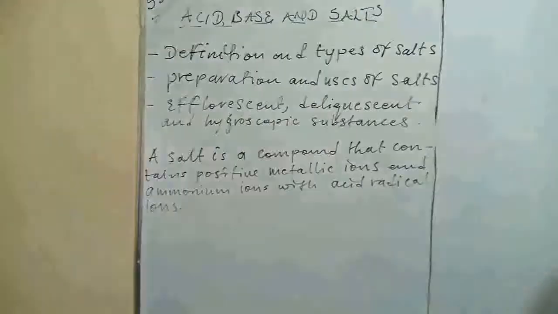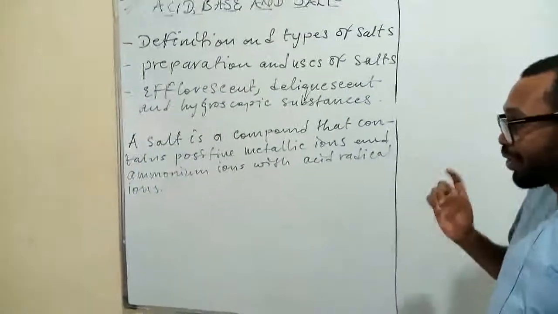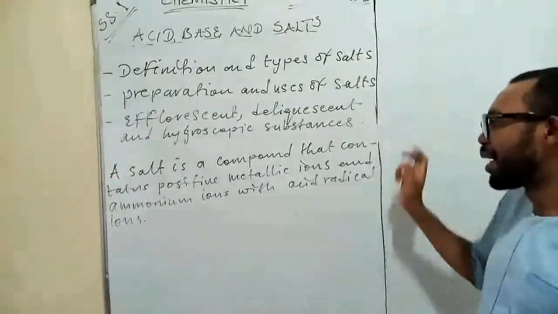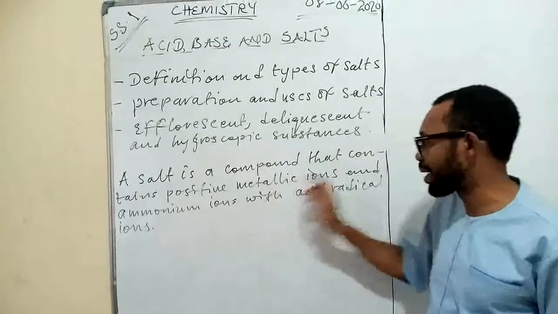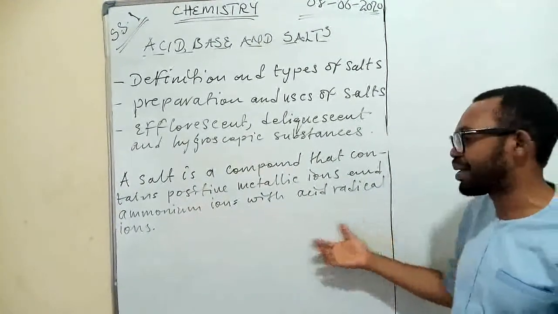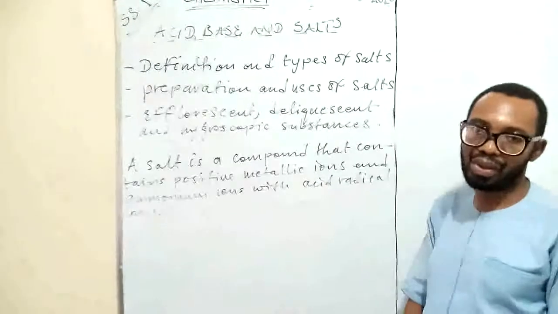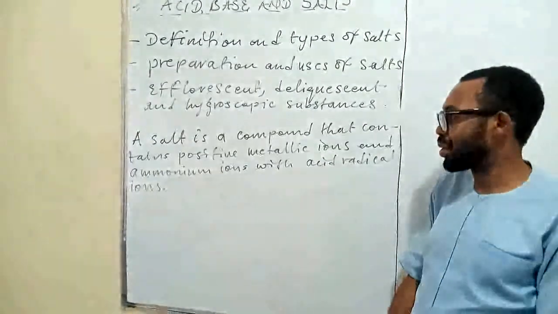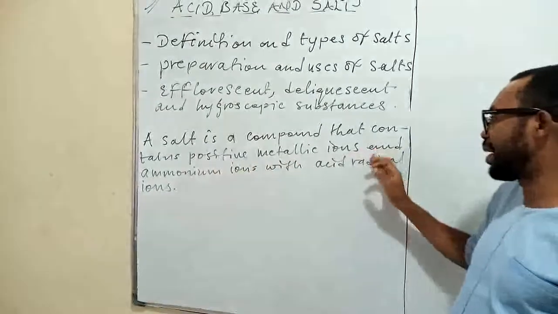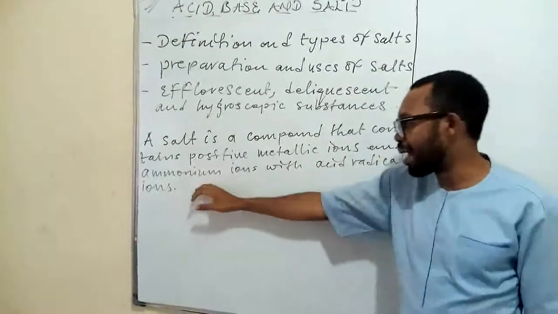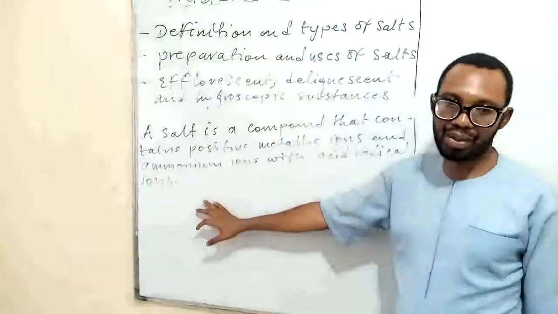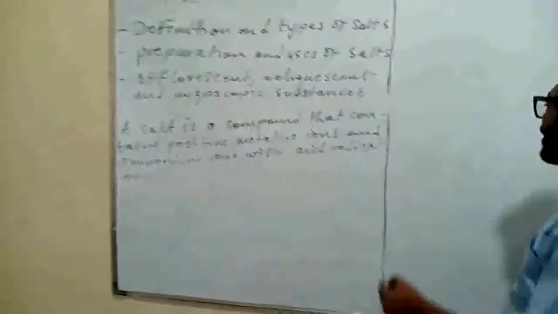Your definition has to be concise. The first thing is a compound. A salt is a compound. It contains positive metallic ions. It contains ammonium ions with acid radical ions. Did you get that? A salt is a compound that contains positive metallic ions and ammonium ions with acid radical ions.